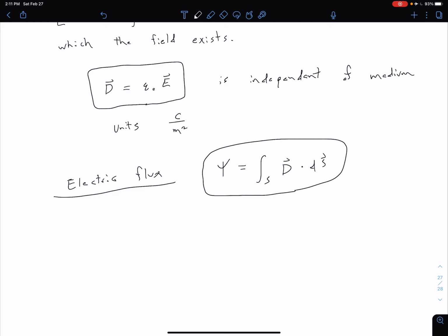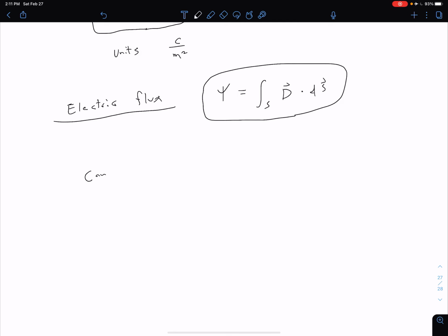Now, with this relatively simple relationship between our D and E, we can easily get our electric flux density for structures that we already know the electric field for. So let's just say we can find D very easily when E is known.